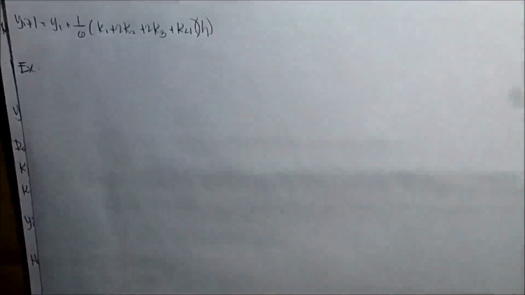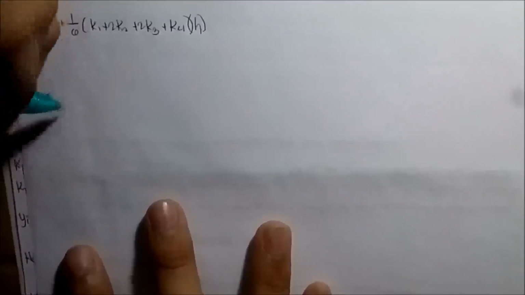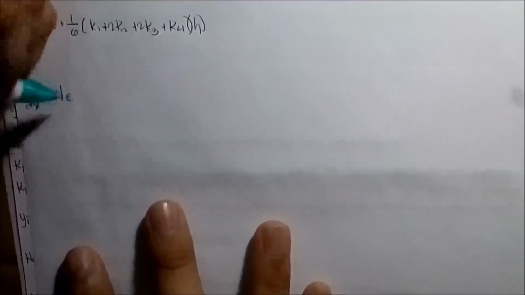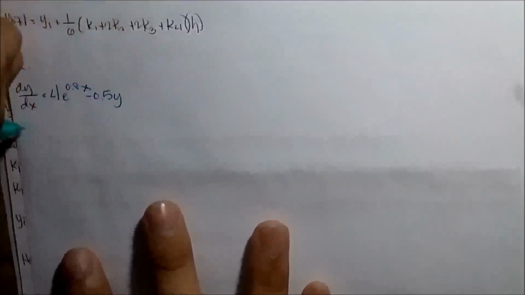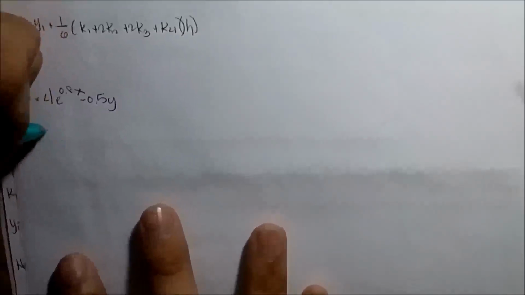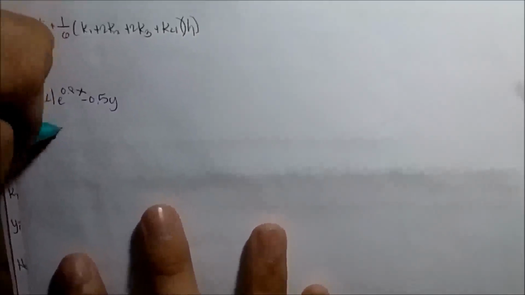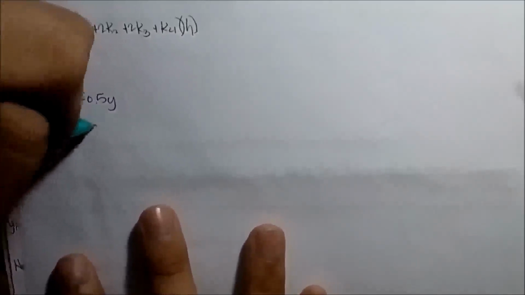Let's make an example. dy/dx equals 4e raised to 0.8x minus 0.5y. The initial condition of x equals 0, the initial condition of y equals 2, and the step size is 1.